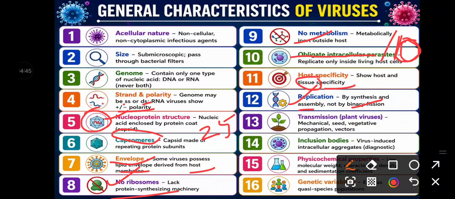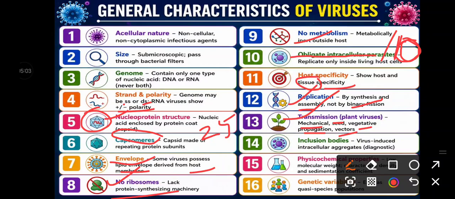Next, transmission. Plant viruses can be transmitted by various mechanisms, like through mechanical mode, seed, vegetative propagation, or through vectors like nematode, fungi, or through insect vector. Okay.